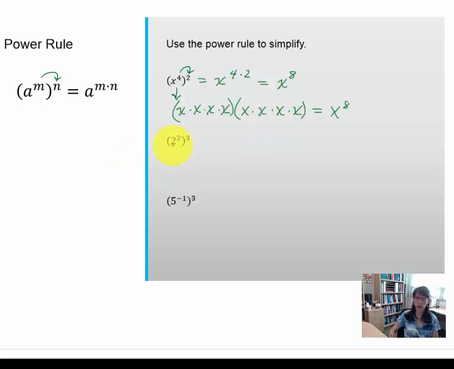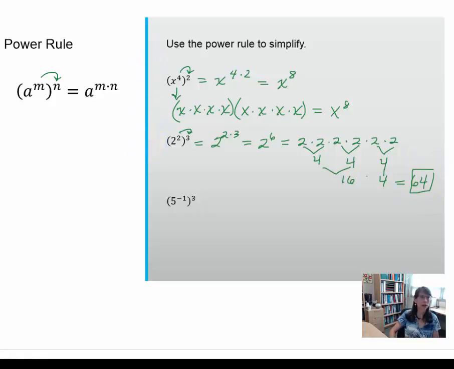Our next example has a numerical base. So I really don't want to say that 2 squared makes 4 right now, because then we just end up using larger numbers than what we really need. So I'm just going to go ahead and use the power rule. Our base of 2 is raised to the 2 times 3, which is 2 to the power of 6. Since it's a numerical base, we need to explore this more. 2 times 2 times 2 times 2 times 2 times 2. So we'd have 4 times 4 times 4, or 16 times 4, which is 64.